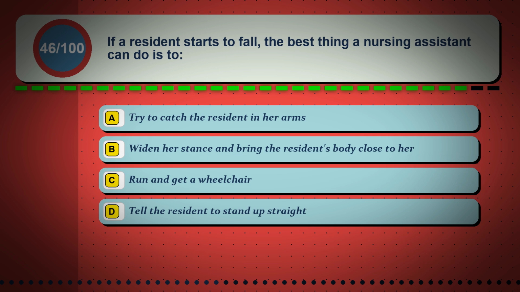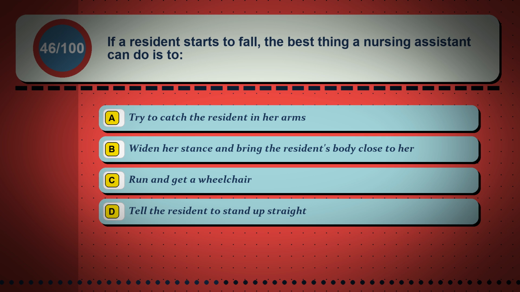Question 46. If a resident starts to fall, the best thing a nursing assistant can do is to: Option A, try to catch the resident in her arms. Option B, widen her stance and bring the resident's body close to her. Option C, run and get a wheelchair. Option D, tell the resident to stand up straight.